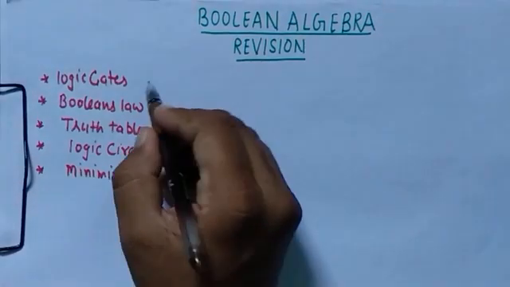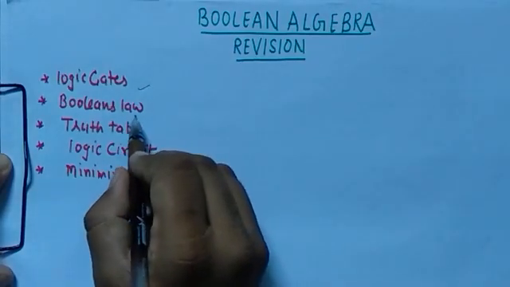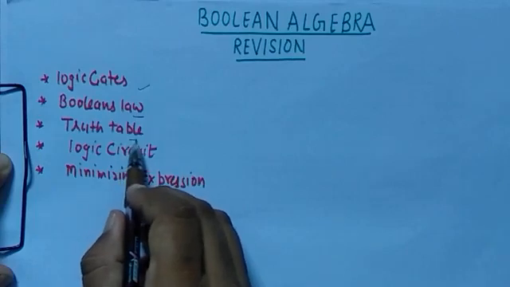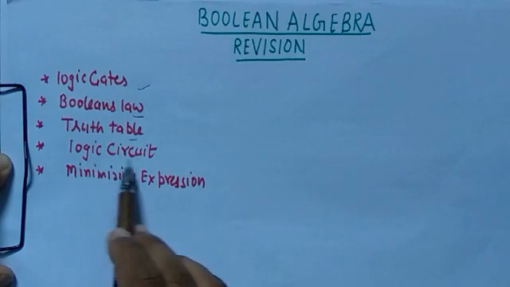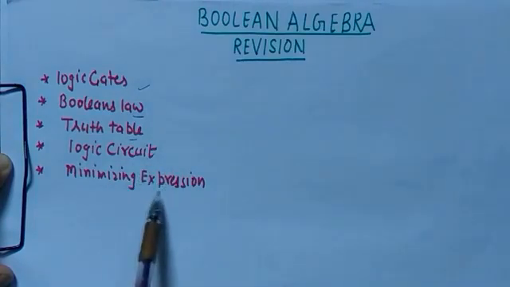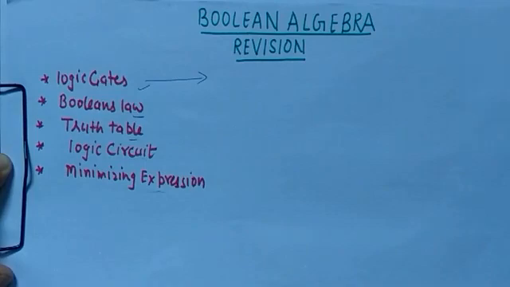First is, what are the logic gates? Second, what do you understand by Boolean laws? Third, how can we make a truth table? Fourth, how can we create a logic circuit? And how can we minimize any Boolean expression? Okay, first of all, our agenda is what are logic gates.